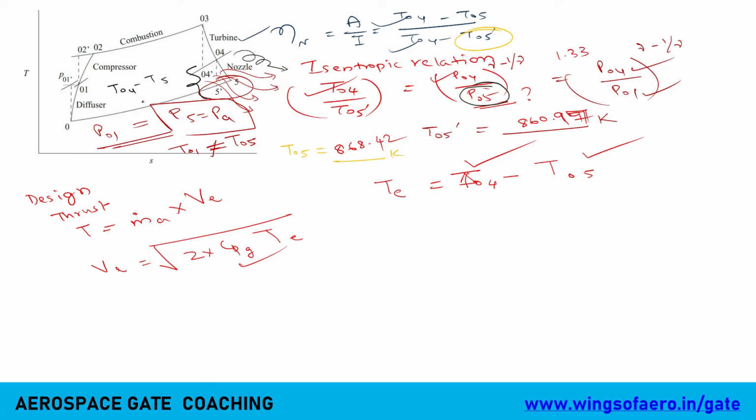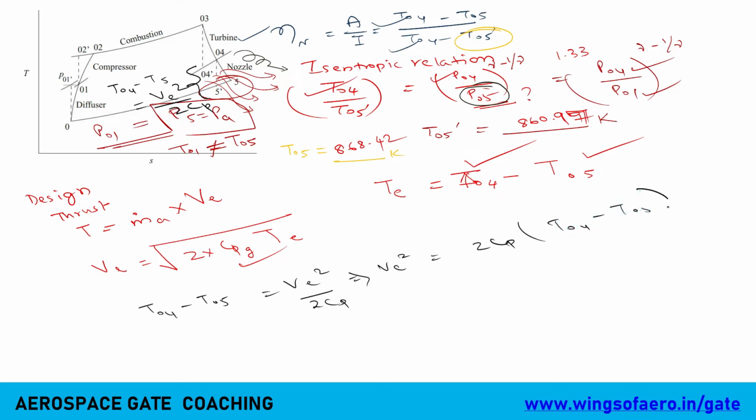static relation. This formula is something like VE square by 2CP. Some kind of relation is there, so this formula is actually derived from there. So T04 minus T05 equals VE square by 2CP. Now if I convert this, VE square equals 2CP times T04 minus T05. Take the square root and you will get exactly what I have explained.